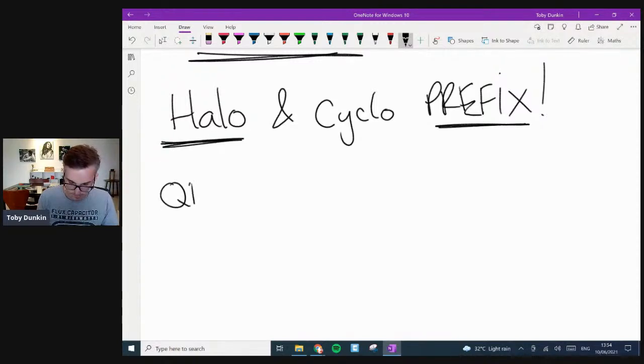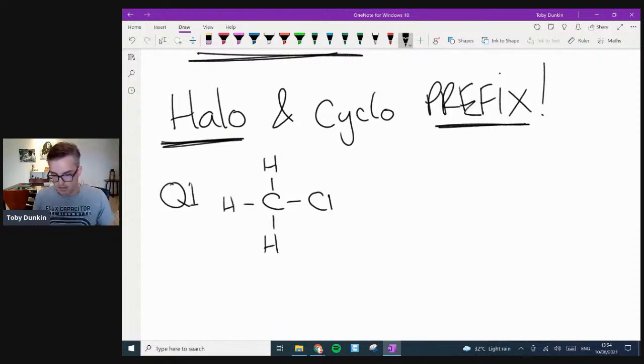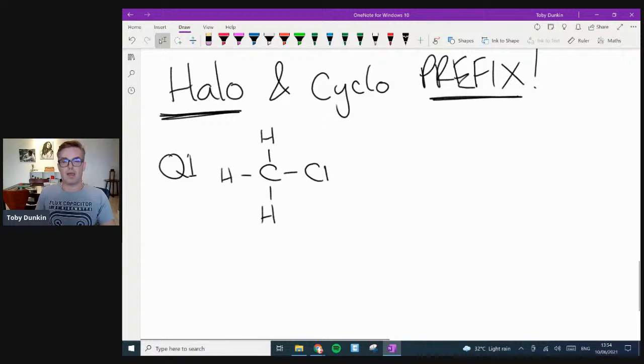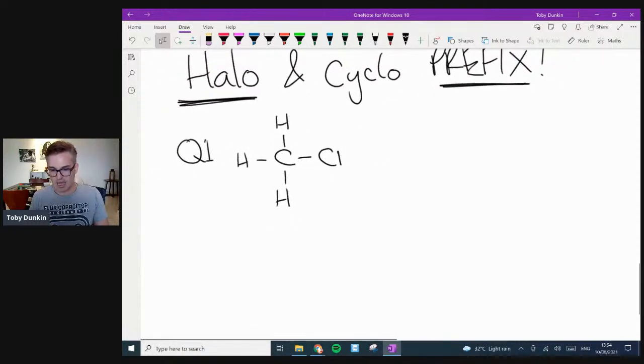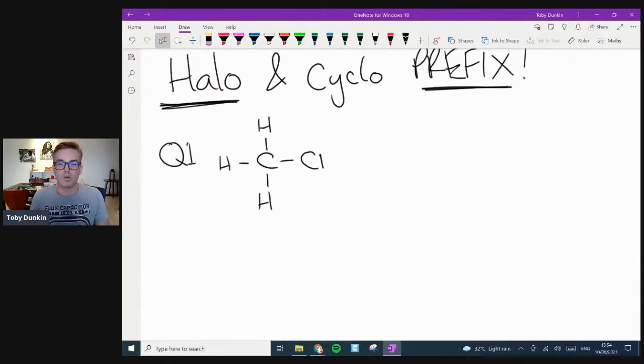Clue number one. Let's keep this really easy. Okay. So question number one. I have given you a simple compound. Would someone like to offer me a name for this compound that I've drawn?